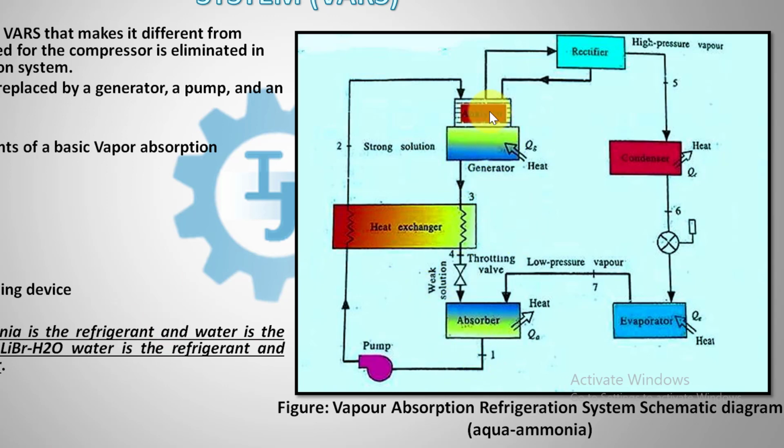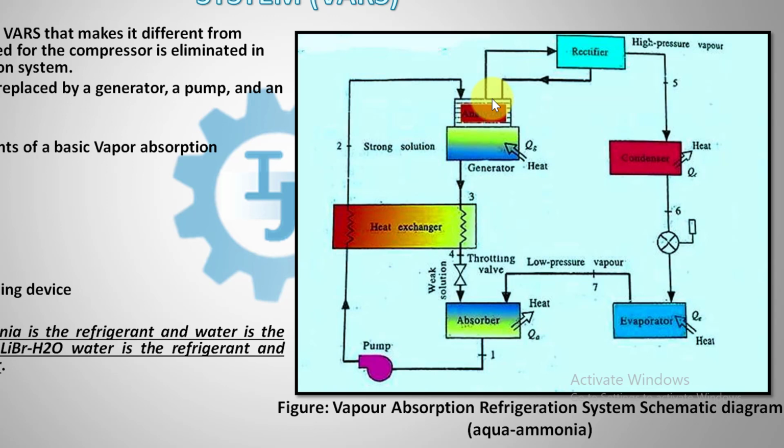Now what is the function of the analyzer? The purpose of the analyzer is to trap the water vapor from entering the condenser. It helps the pure ammonia vapor to enter the condenser. It is a series of plates situated at the top of the generator.